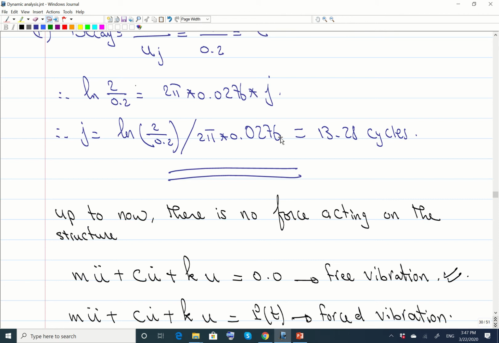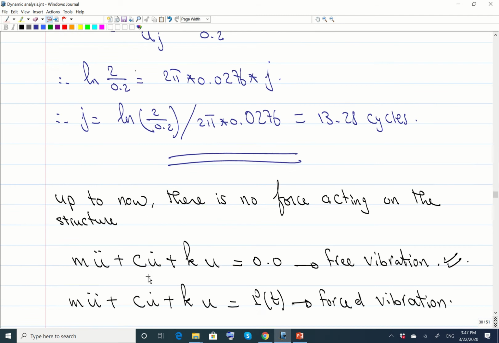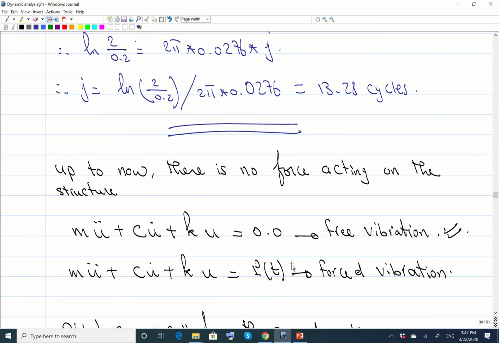Now, all we discussed until this point, we solved this equation of motion, m u double dot plus c u dot plus k u, and we put the force here equal to 0. We had free vibration. If we remove this term c u dot, this is undamped free vibration. When we put c u dot, we have a damped vibration where the vibration decays in each cycle. Now, what if we have a force here? Without a force it is free vibration. When we have a force actually applied on the structure, this would be a forced vibration.